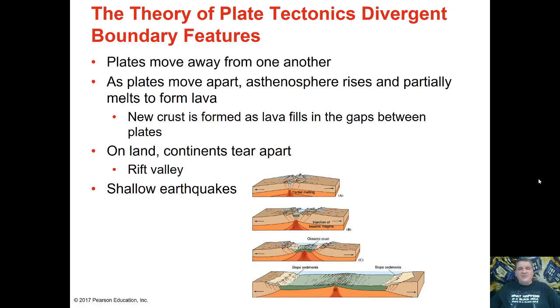Now it is possible for a divergent boundary to begin to form within a continent. As this happens, it is going to break the thick continental crust at first, creating this deep valley, which is known as a rift valley. During this time, it is also likely that there will be shallow earthquakes. Now, over time, this valley is going to get wider and wider.